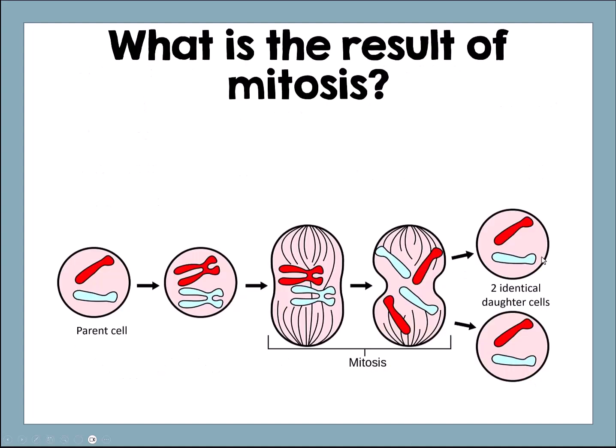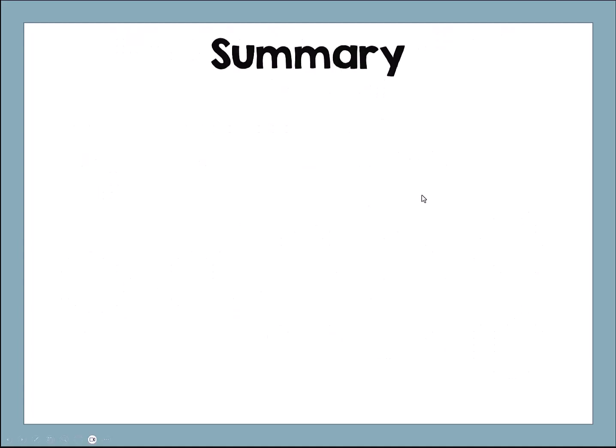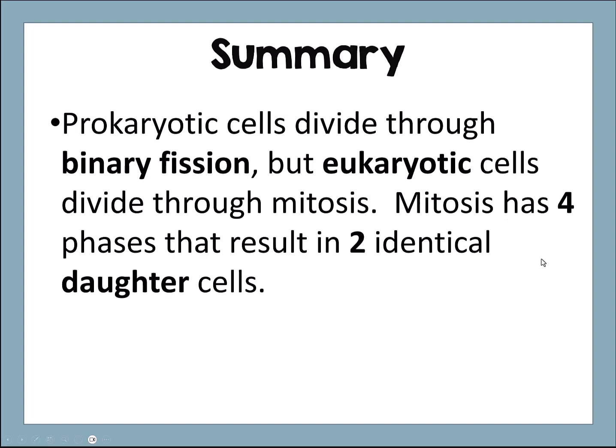The result of mitosis is two identical daughter cells which are identical to the parent cell. So these two daughter cells are identical to each other, and they're also identical to the parent cell where the whole process began. So the goal of mitosis is to make identical cells. So in summary, prokaryotic cells divide through binary fission, but eukaryotic cells divide through mitosis. Mitosis has 4 phases that result in 2 identical daughter cells.